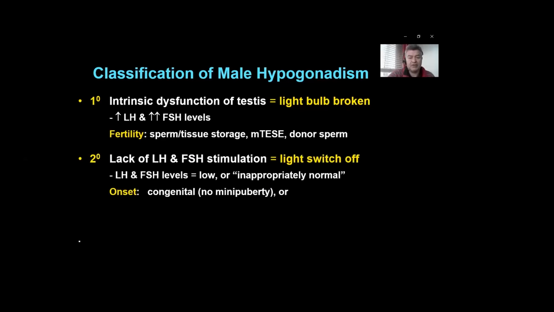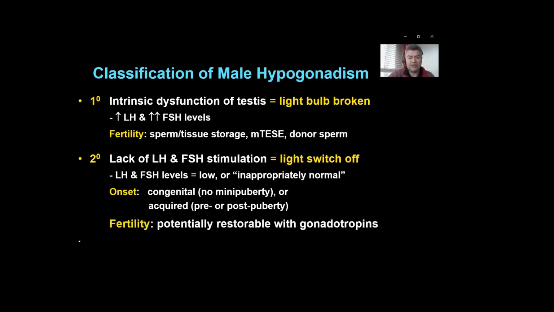How easy that is to do depends very much on the point of onset of central hypogonadism, whether it was congenital, so mini puberty never happened, or whether it was acquired, and whether it was acquired pre-puberty or post-puberty. And obviously, the later it was acquired, the easier it is to get the system working again with gonadotrophins.